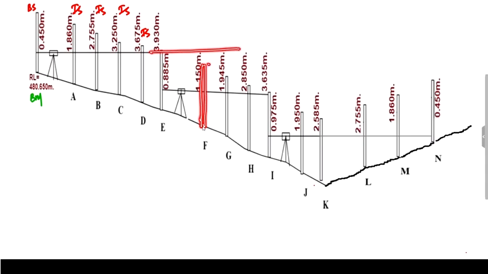Now if I place my leveling staff at F, you could see the line of sight will be above the height of this leveling staff, which means I cannot do the leveling work. I cannot find the RL of this particular point F while keeping my instrument here, which means I need to shift the instrument.